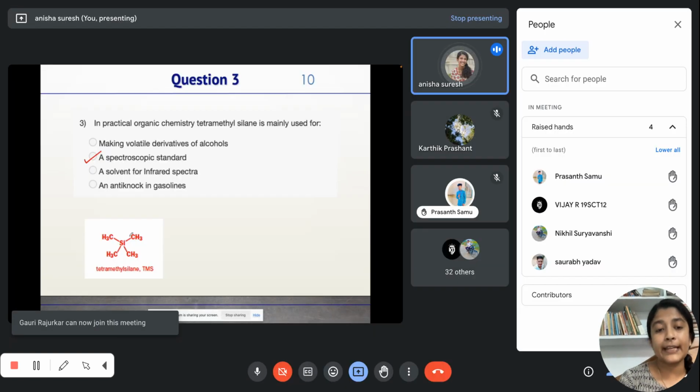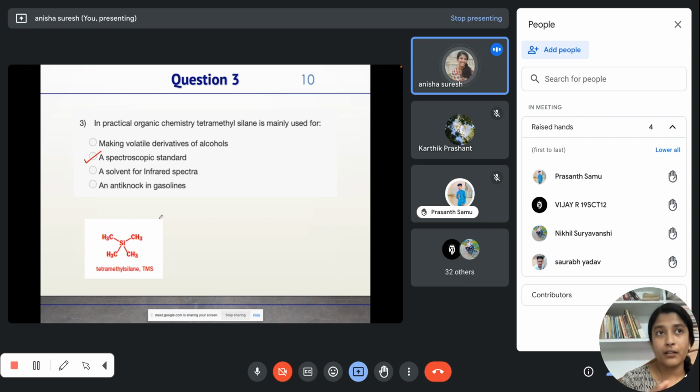and here the silicon is having electropositive nature compared to the CH3. So the CH3 will be more shielded and hence it will be coming towards the right hand side of the spectrum. So the correct option is tetramethylsilane is used as a spectroscopic standard. This is clear, right?